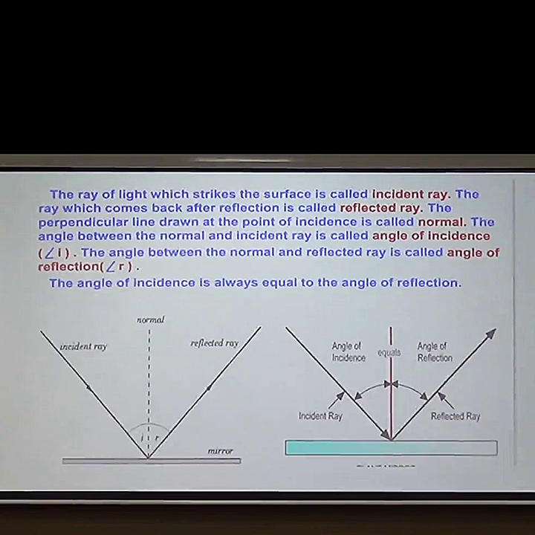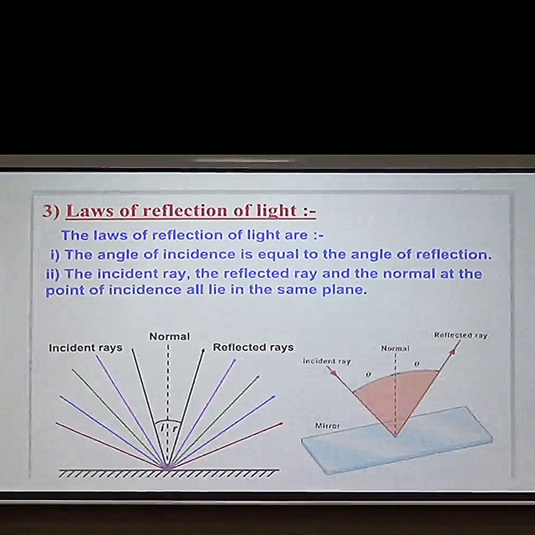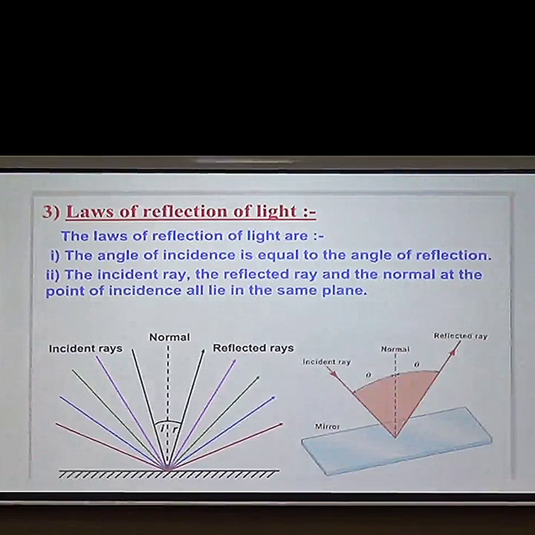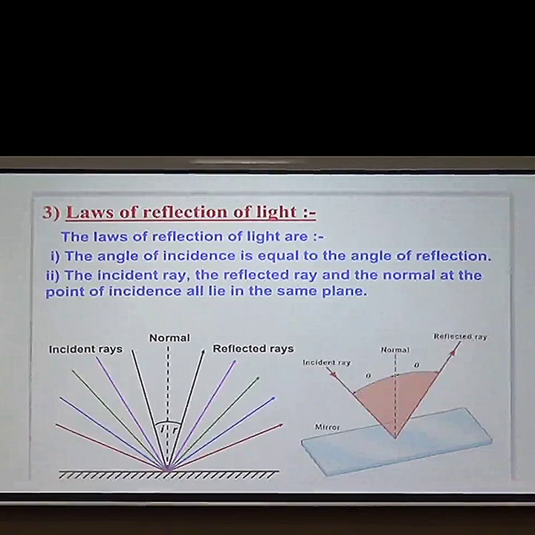Now, moving further, laws of reflection. There are two laws, and to proceed further, we need to know what these two laws formed by the reflection of light are. First is that the angle of incidence is always equal to the angle of reflection, and the second law is that the incident ray, reflected ray, and normal always lie in the same plane. Now, if the angle of reflection is 30, therefore the angle of incidence is also 30.